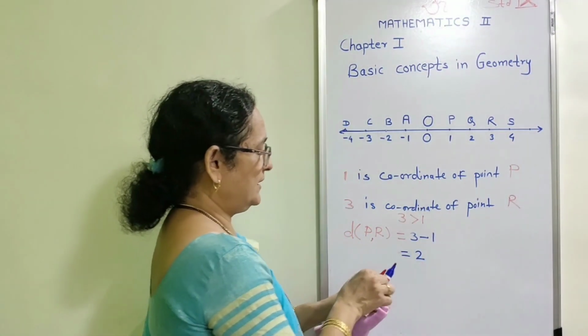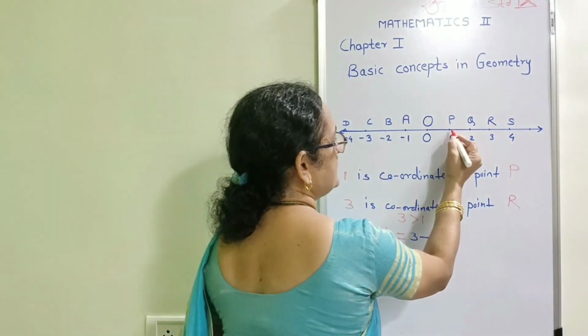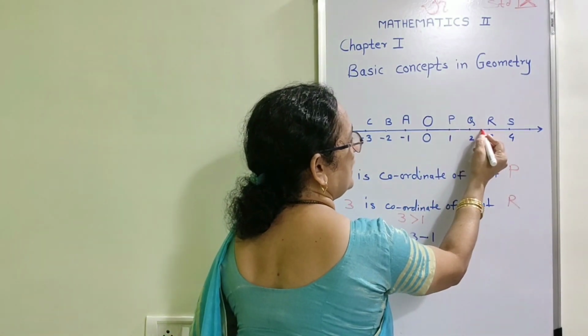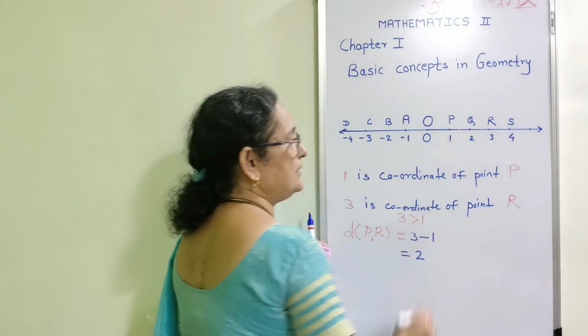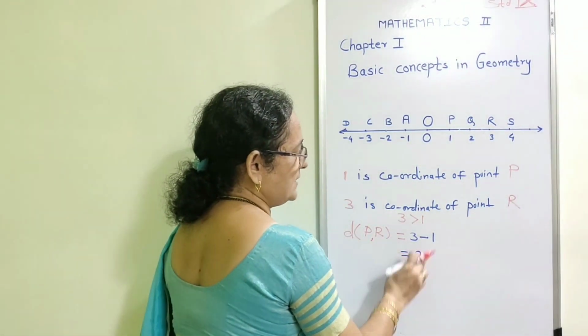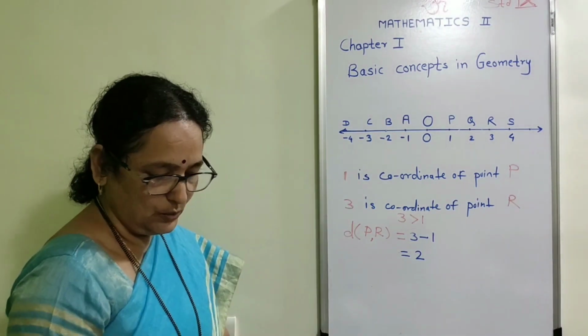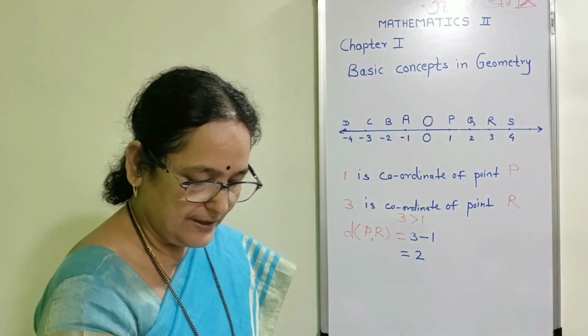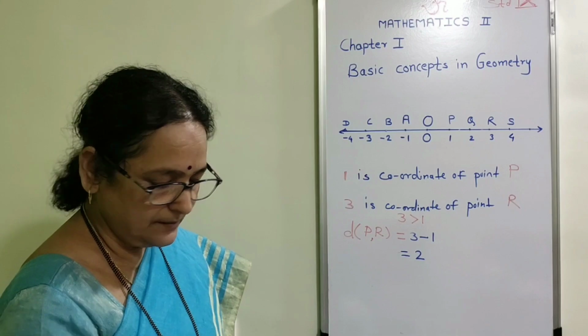Observe on the number line. Here also you will get the distance between points P and R. It is exactly 2 units, and therefore distance PR is equal to 2 units. Now similarly we will take another example.